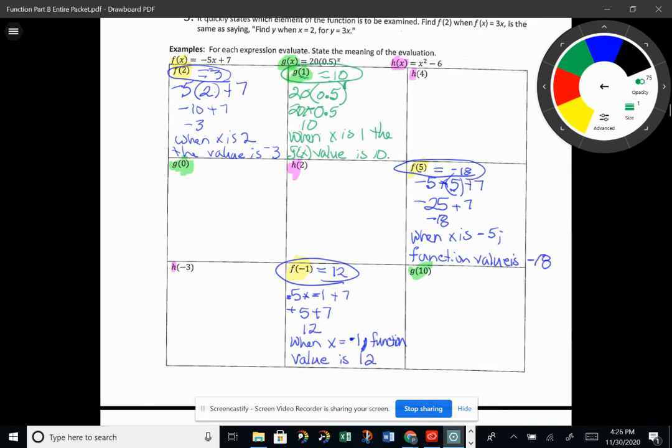So I'm still doing function g, so I'm going to go find another one. Now I'm going to use g of 0. So now I have 20 and then 0.5 to the 0 power.